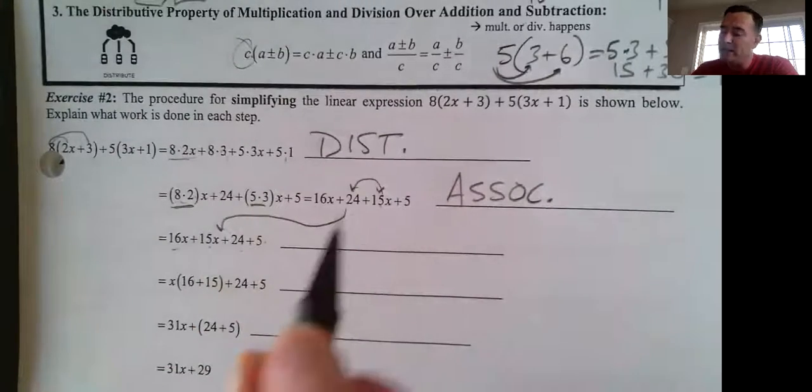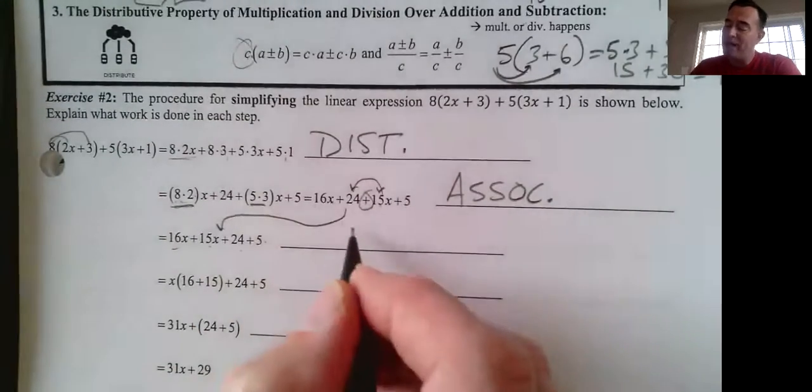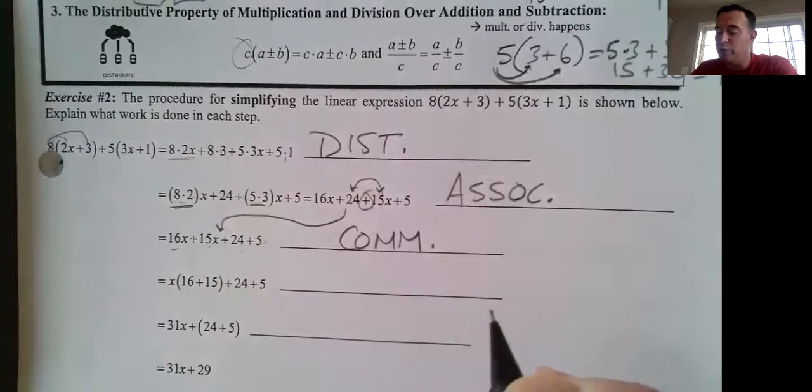Now, we did this around a plus sign, so anytime I move something around like this around a plus sign, that is the commutative property because I commuted this from one side to another.